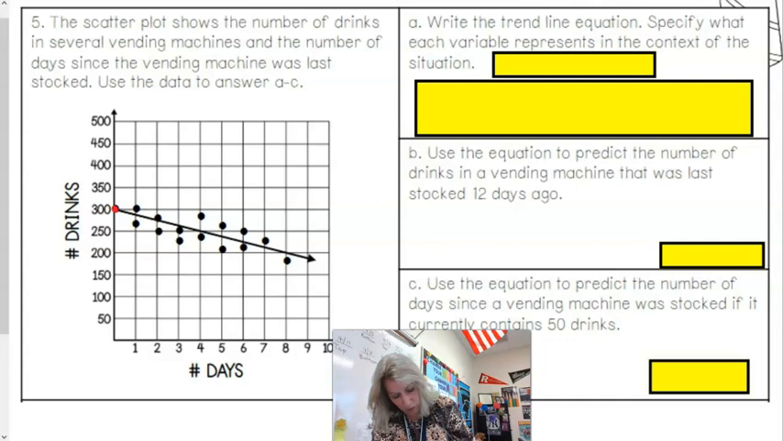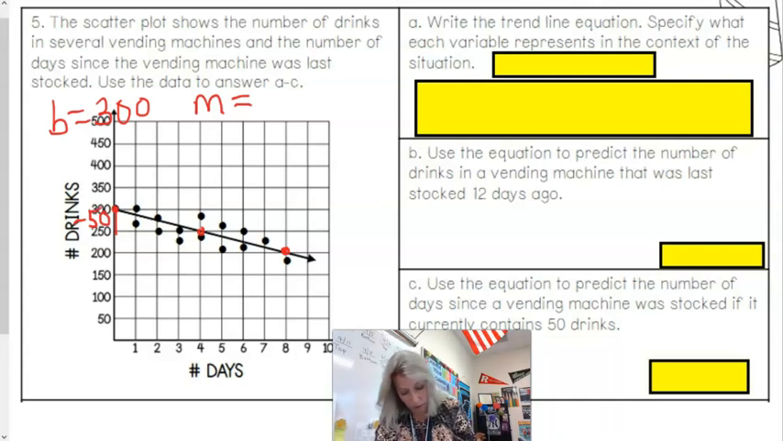I actually can choose that y-intercept. I know the b is 300. The y-intercept's 300 drinks. And then to get m, the slope, it looks like I've got a few different choices to make, and I'm going down by 50, so a negative 50, and then it looks like everything on the x-axis is numbered by 1s, so 1, 2, 3, 4. So down by 50, over by 4, down by 50 again to get from the next point, over by 4. So it's always negative 50 over 4.